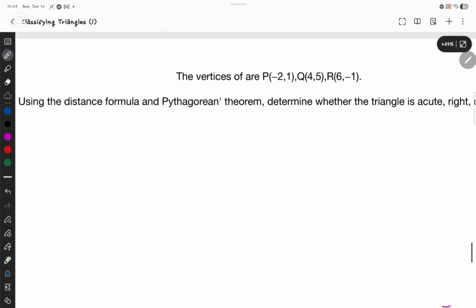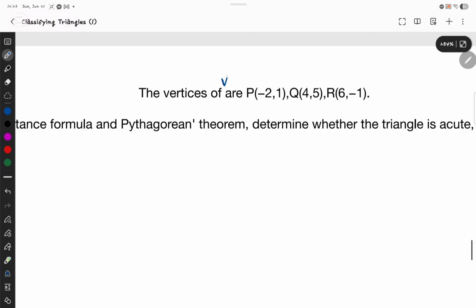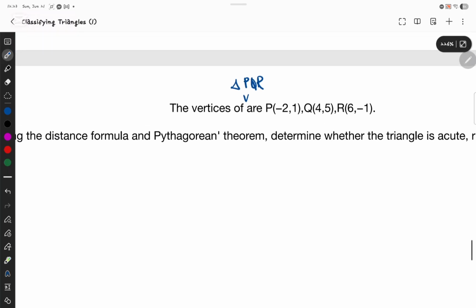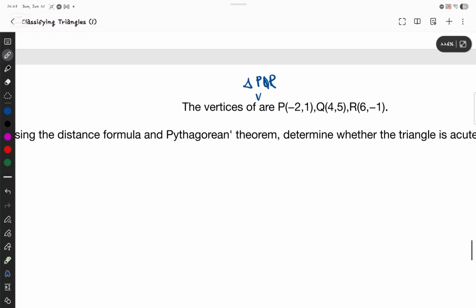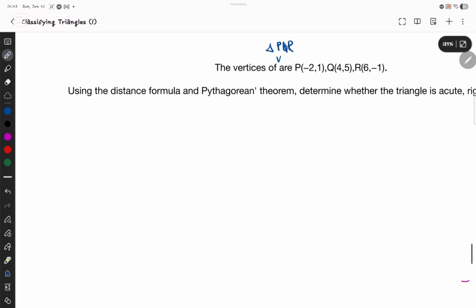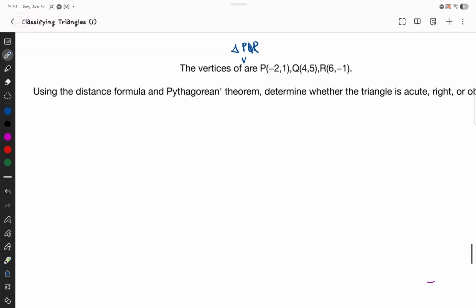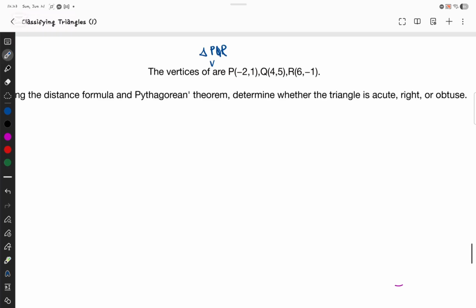Now, next question. The vertices of triangle PQR. When I download this as a PDF, it sort of gets weirded up. Okay, so the triangle PQR has vertices P(-2, 1), Q(4, 5), and R(6, -1). Using the distance formula and Pythagorean theorem, determine whether the triangle is acute, right, or obtuse.